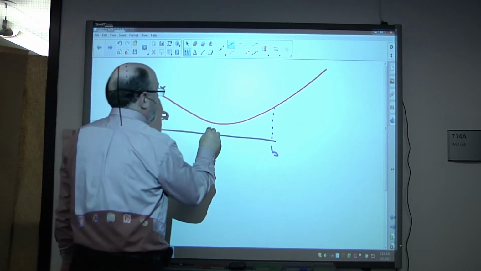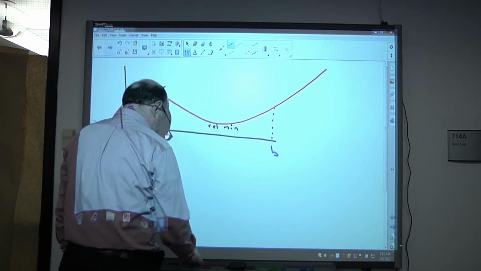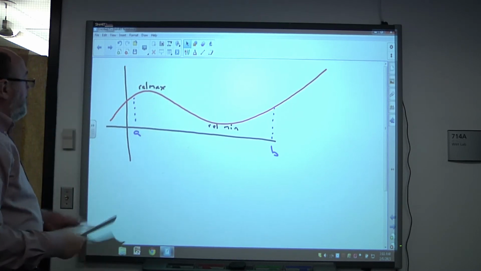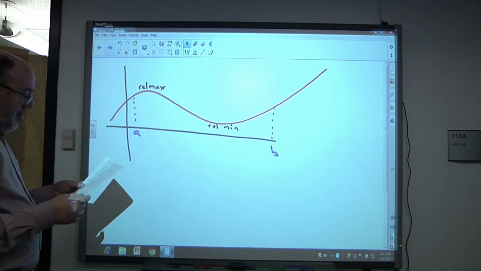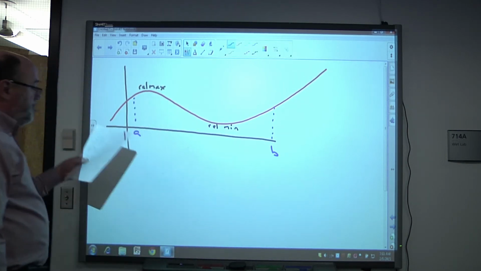And then we also have here a relative min. It's the lowest value my function takes on. But again, it's not the lowest, because if you think that goes on forever that way, then it'll have a smaller value.